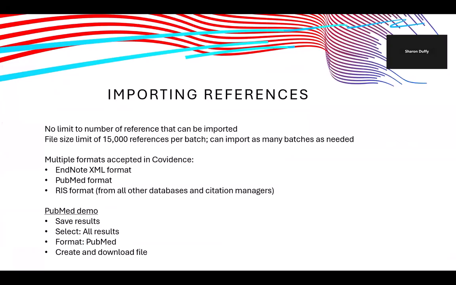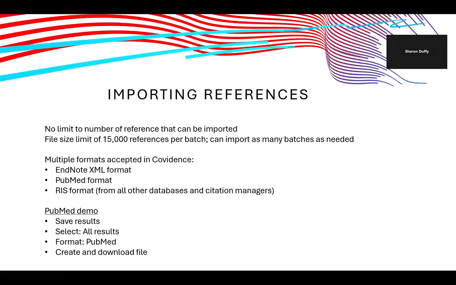The first step is going to be to import your references, because, of course, presumably at this point, you've solidified your question, you've submitted your protocol, you've worked with a librarian, you've got good searches for a good selection of databases, and you are ready to start exporting those results from those databases and bring them into Covidence. There's no limit to the number that can be imported, but you do have to limit yourself to 15,000 references per batch. And you can do as many batches as you need.